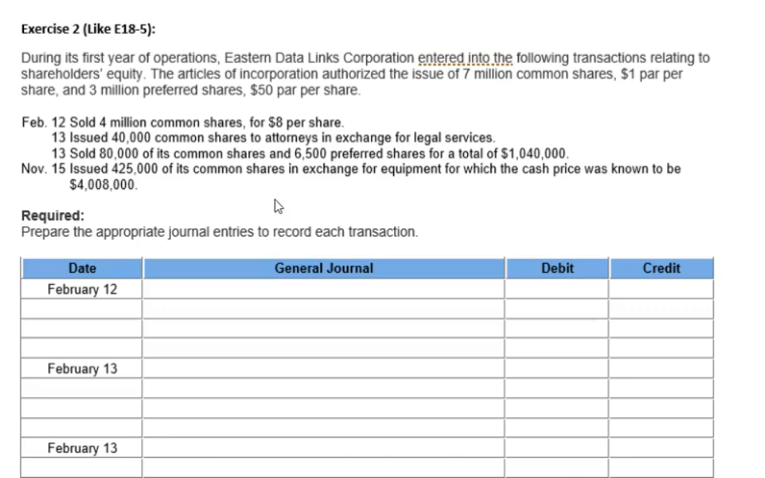The Articles of Incorporation authorized the issue of 7 million common shares. Again, authorized is the number of shares we're allowed to issue. Doesn't mean we're going to issue all of them, but that's how many we can issue. So 7 million common shares at $1 par per share, and we're allowed to issue 3 million preferred shares at $50 par per share. On February 12th, we sold 4 million common shares for $8 per share.